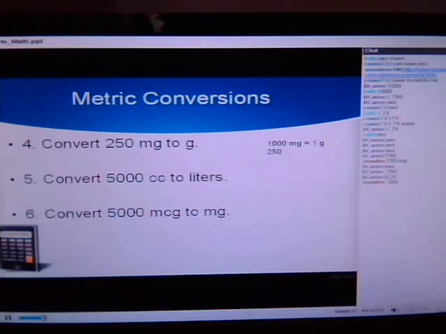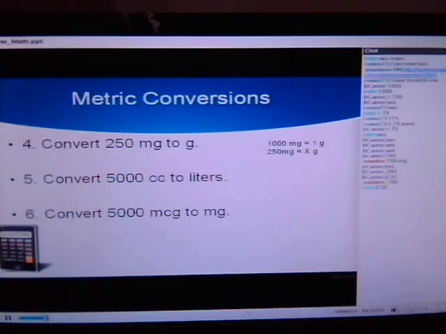And for the benefit of the broadcast, for the people that aren't here, I'll go ahead and do it this way. If 1,000 mg equals 1 gram, then 250 milligrams equals X grams. Even the teacher, well, I'm not a teacher, I'm just a student like you guys.